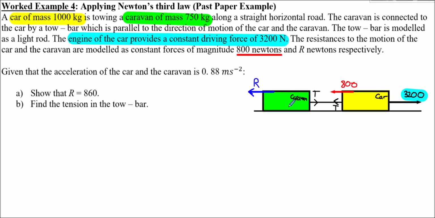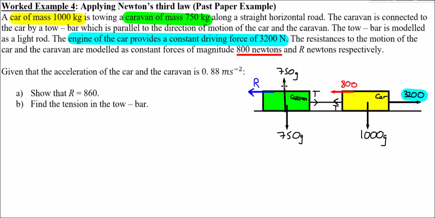And again, for completeness, we could label in the weights. So the weight of the caravan is 750 g, and the weight of the car is 1000 g. So 750 g for the caravan, 1000 g for the car. And of course the road will provide a normal reaction force for both of these, equal and opposite to the weights of both. So pushing up from the road will be 750 g for the caravan.